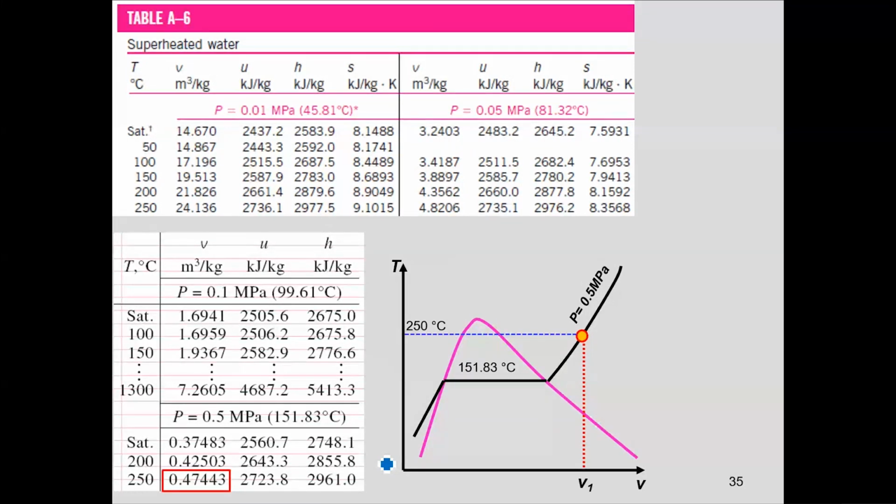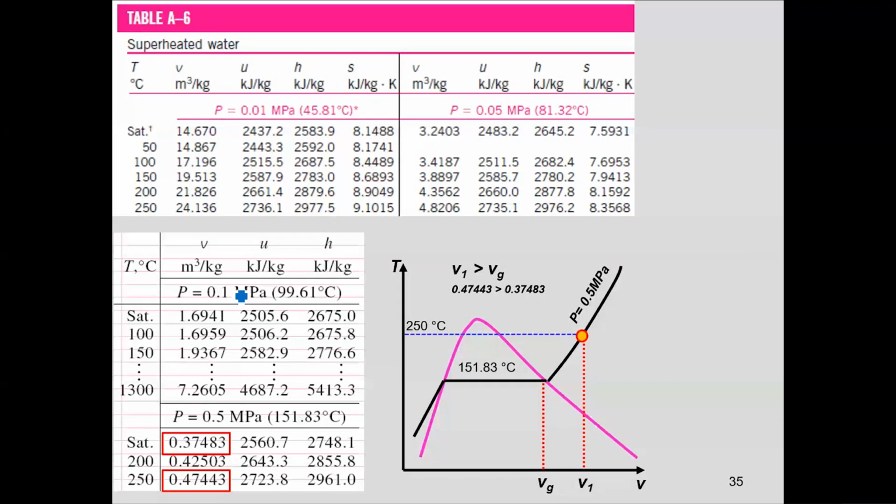This is 0.47443. And if you see the specific volume for saturated vapor, which is this point Vg, it corresponds to the saturated temperature. So my specific volume would be greater than the saturated vapor specific volume. I hope it is clear.